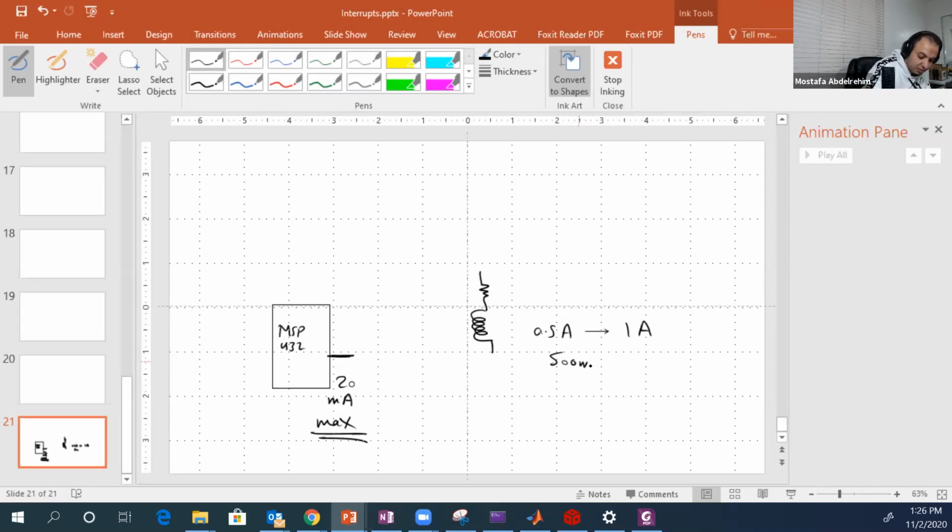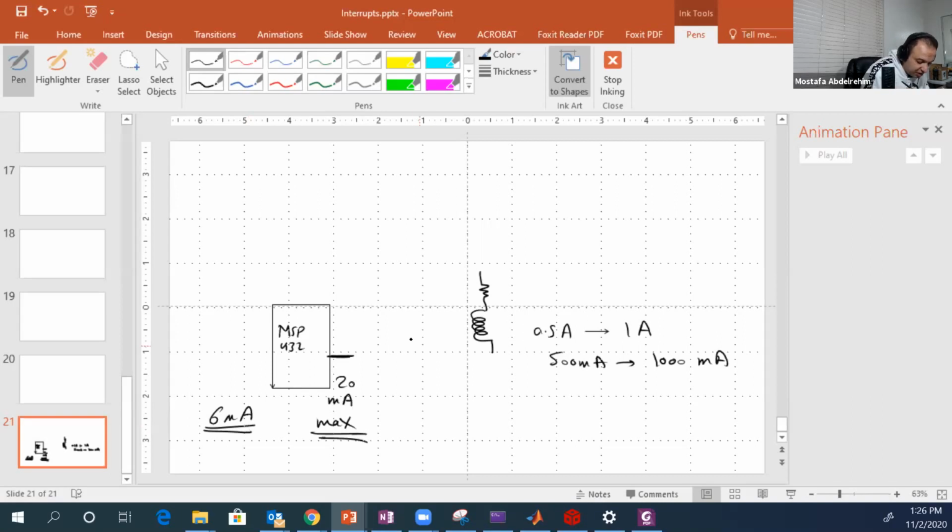500 milliamperes to 1000 milliamperes, while the maximum here is 20. Actually, the normal current is 6 milliamperes for that pin. Only 6 milliamperes. But you can do some settings so that you can have more current on some particular pin. But I didn't cover that yet.